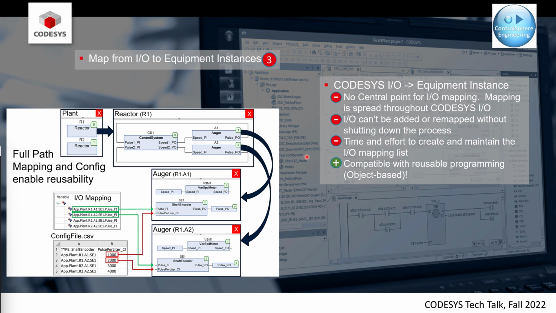The next is what I showed you earlier, where the I/O is mapped directly to the instance within your program. It provides the bare minimum to enable code reuse using object-based programming. But now we've lost the central point of I/O mapping, and it still can't be modified without shutting down the plant or equipment, and it requires millions of mouse clicks or custom automation to export, modify, import the CSV files from each module or whatever other technique we use to try to simplify that process a little bit.